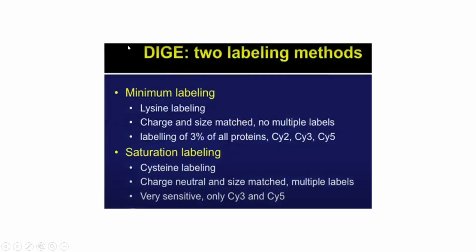In minimal labeling, the amino acid which gets labeled by these dyes is lysine, because they have a charge and similar molecular weight, the size is matched, and no multiple labels are done with this technique. Whereas in saturation labeling, there are multiple labels, like different amino acids are labeled, and that's how cysteine labeling happens in saturation labeling. This is a more sensitive type of labeling technique as compared to minimal labeling.